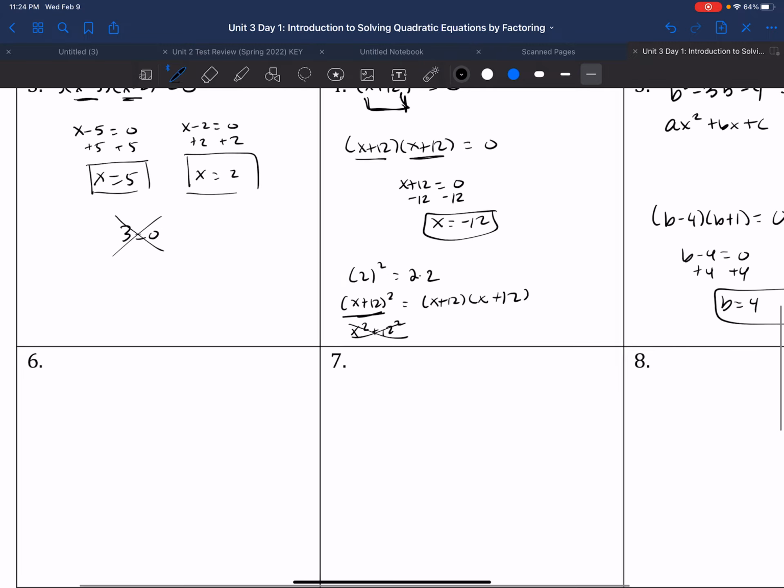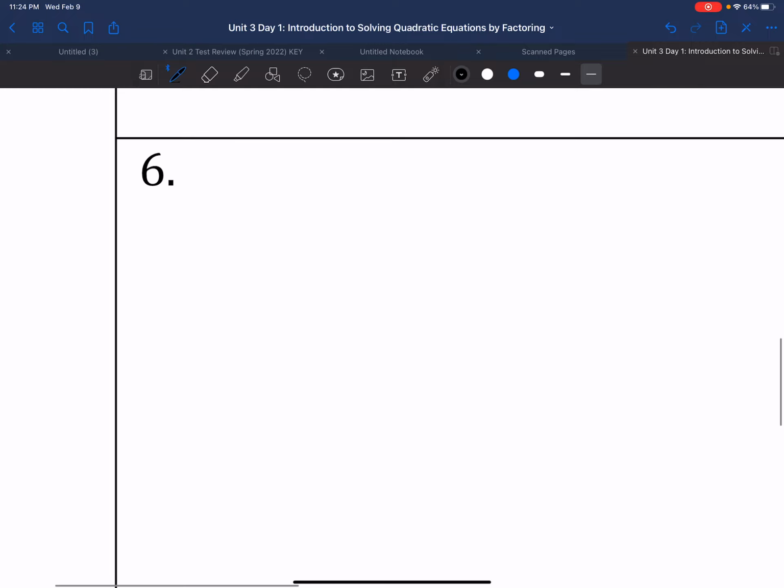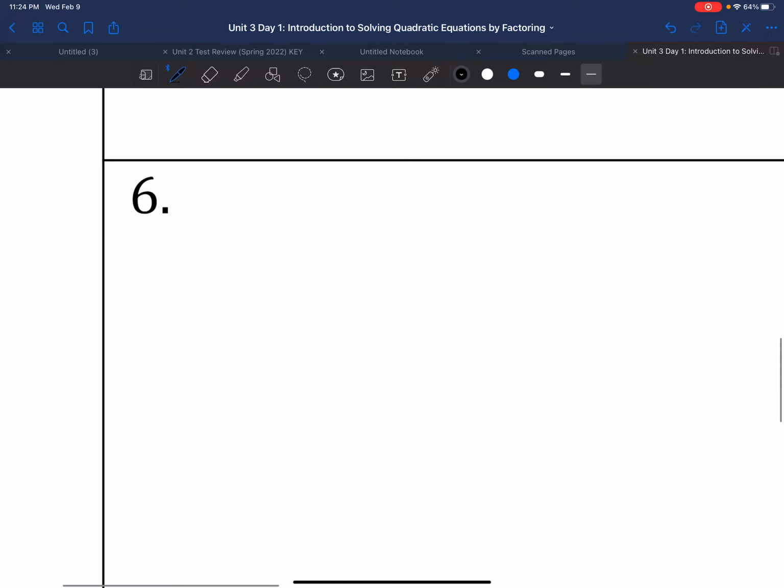Let's go ahead and take a look at number 7. So x squared plus 8x minus 20 is equal to 0. And what do we notice? Well, we have 3 terms, right? 1, 2, 3. And that means I'm like, okay, is there a GCF? Well, there's a GCF of 1. A is equal to 1.